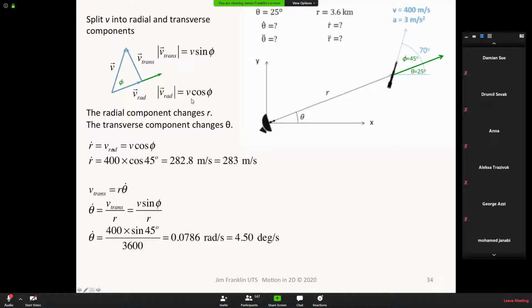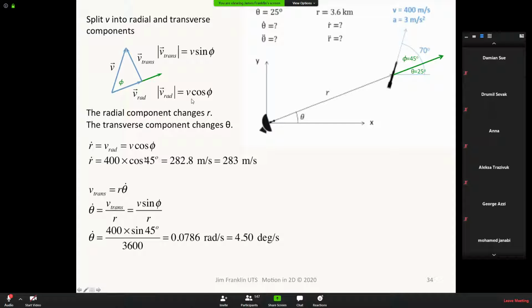And then we just plug that in. 400 meters per second times cos of 45 degrees is 282.8 meters per second, which we round off to say 283 meters per second. So every second, the object is 283 meters further away from the radar detector than it started.